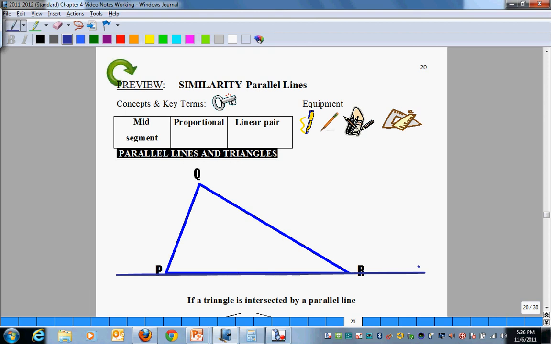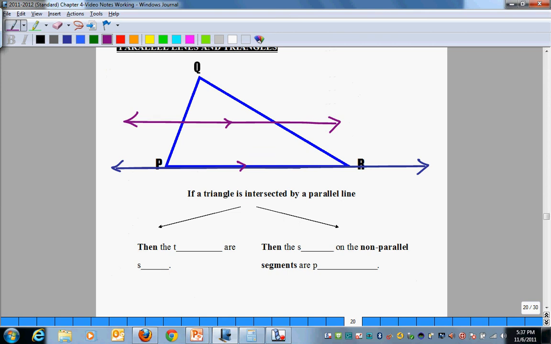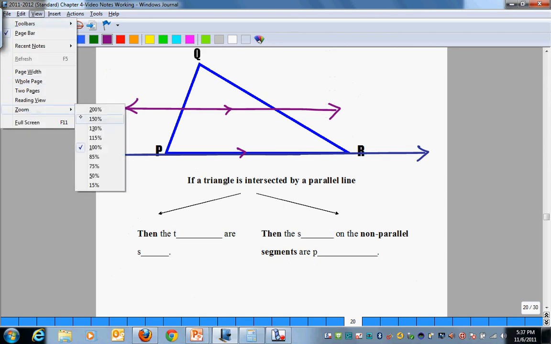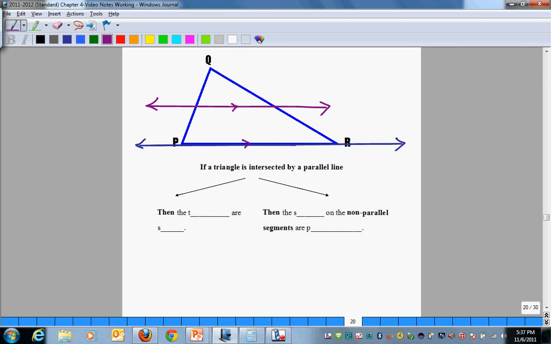Now we're going to draw a line parallel to PR but cutting through the triangle. When this happens, you need to be able to view this in two different ways. We have a line intersecting in two different ways. You need to see it in two perspectives. The first perspective is that there are now two overlapping triangles. We have a larger triangle.